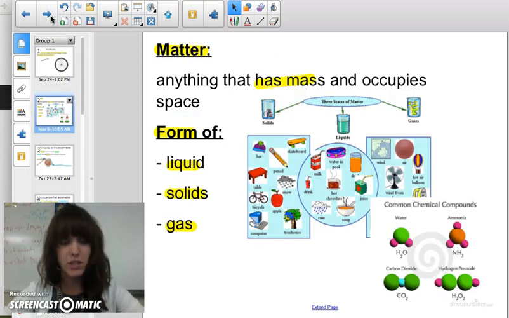So a physical science review on some of these terms: matter is anything that has mass and occupies space. So that's in the form of liquids, solids, or gases. So essentially everything around you is considered matter. Even the invisible air that you breathe is considered matter as well.